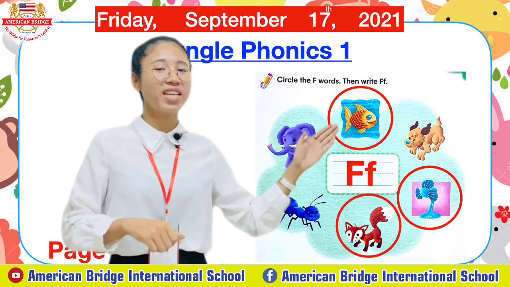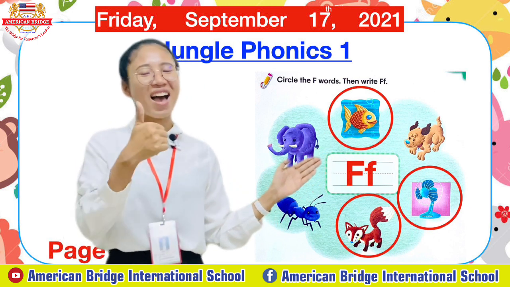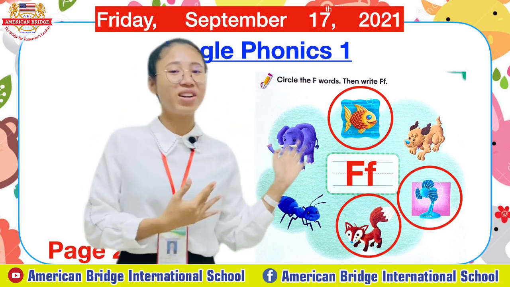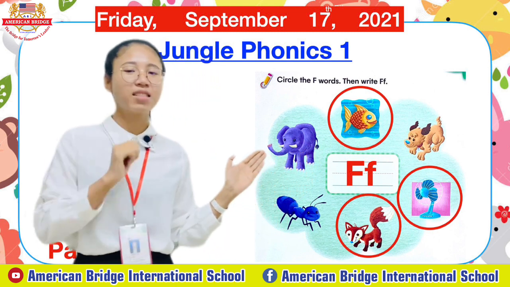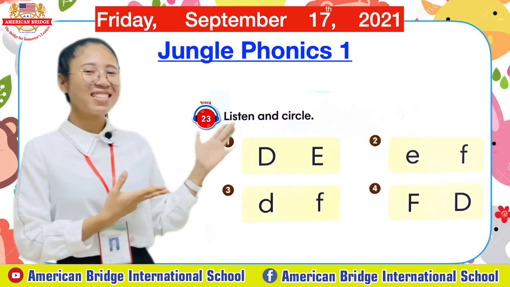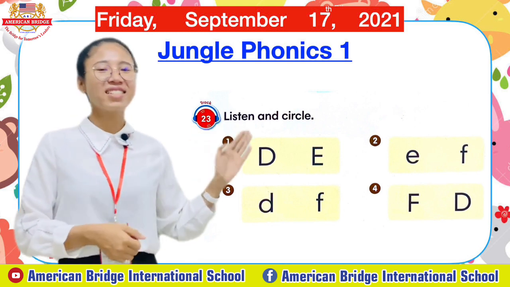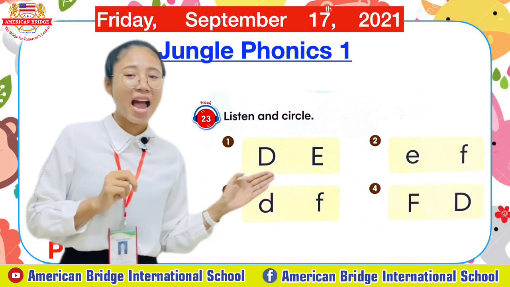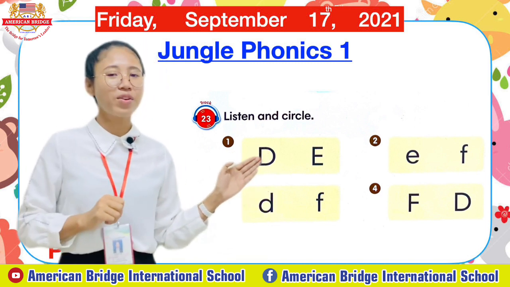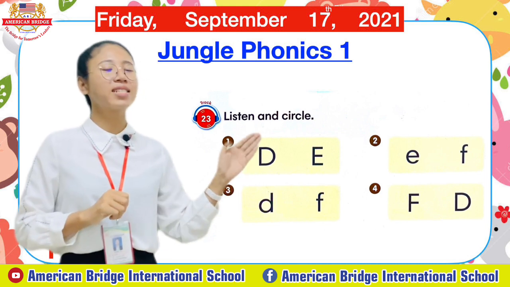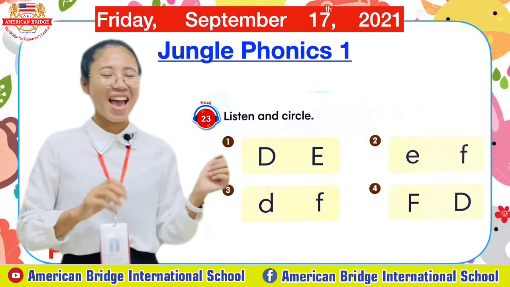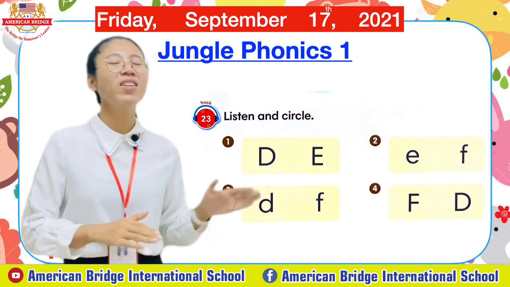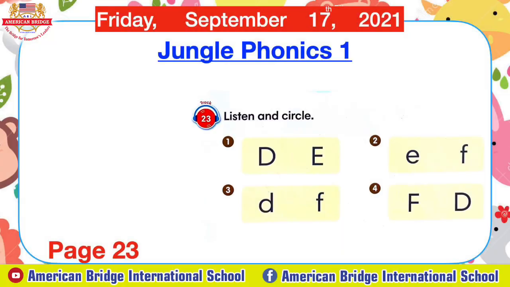Have you finished writing letter F, everyone? Great job. Wow, excellent, everyone. You are so clever. Now we finish our first exercise. Let's move to the next exercise. Here, we need to listen and then circle. Now teacher gonna play audio track for you. You need to listen and then circle the correct sound that you hear. Now please enjoy listening and circle together.